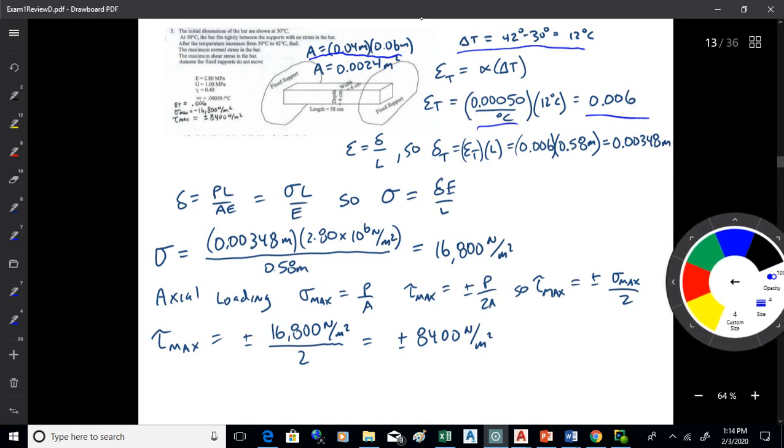Now from there, there's different ways to solve it. You can do it many different ways. I just found delta, which is epsilon times L, 0.00348. So that's the delta that would occur if this support were not there, okay? So it would lengthen out like that were it not for the support. So I think of the support as pushing that back.